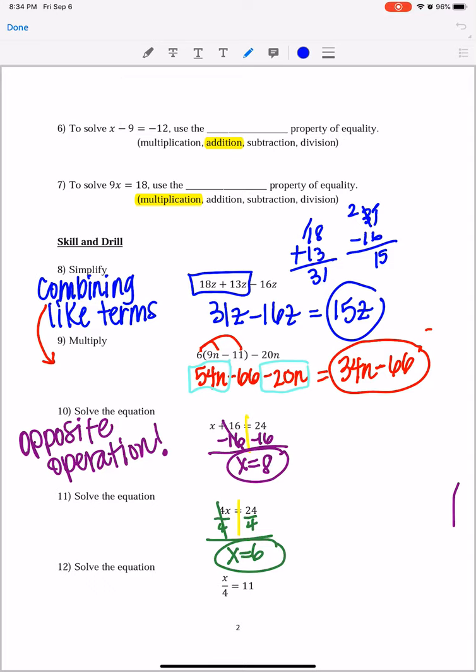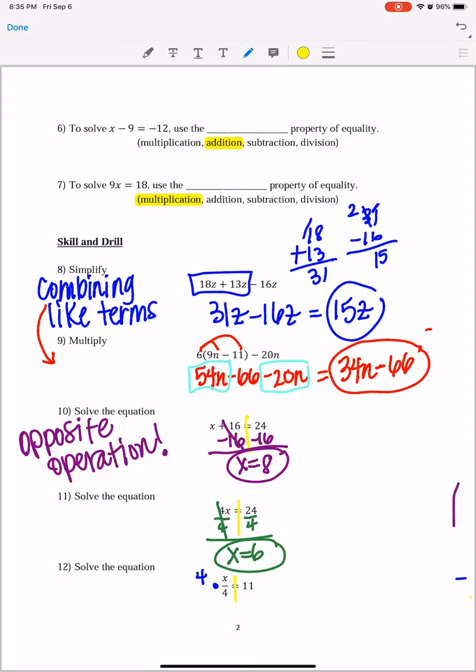Okay, and then 12, solve the equation again. So what is going on between my variable and my number? Well, this little bar right here means to divide. The opposite operation to divide is to multiply. So I'm going to multiply by 4.